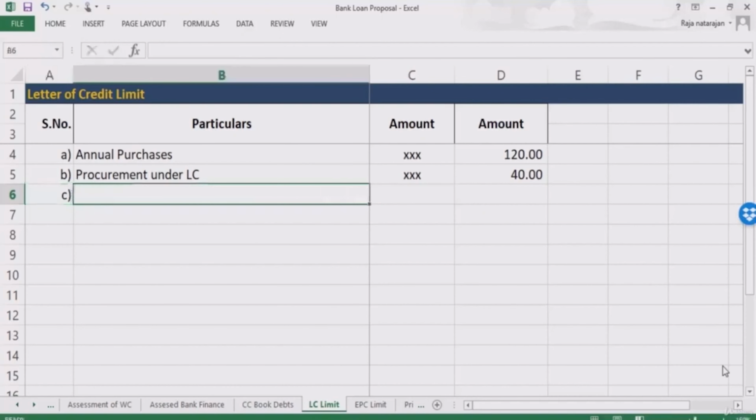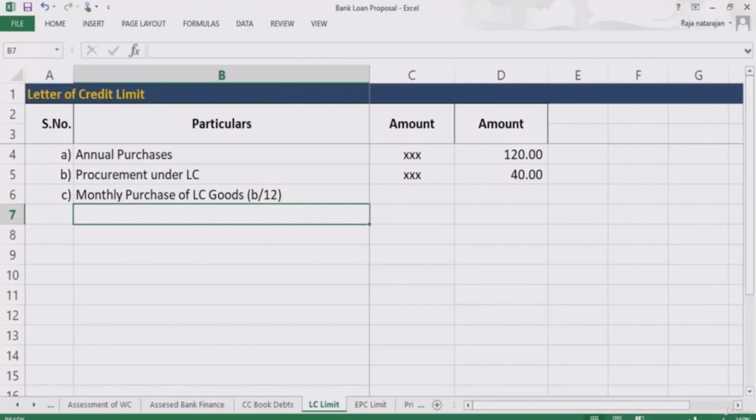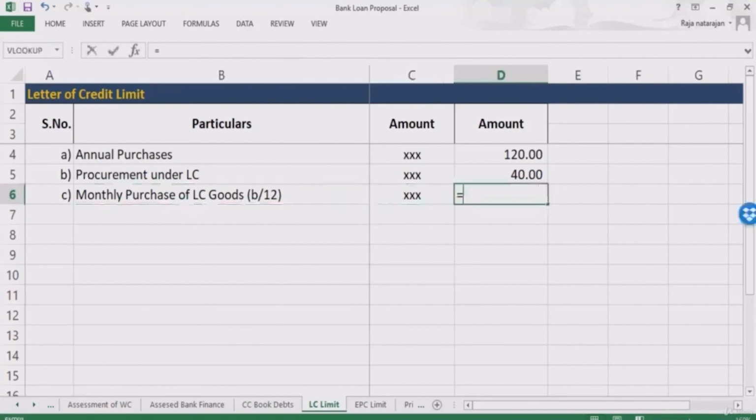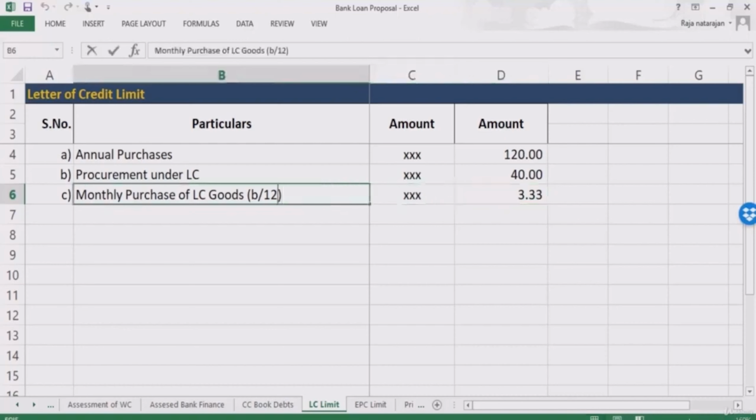Fine. Then we should know what is the monthly purchase. Monthly purchase of LC goods, which is nothing but item number B divided by 12. Item number B divided by 12, we get something like 3.33. So this is the monthly purchase of goods under LC.